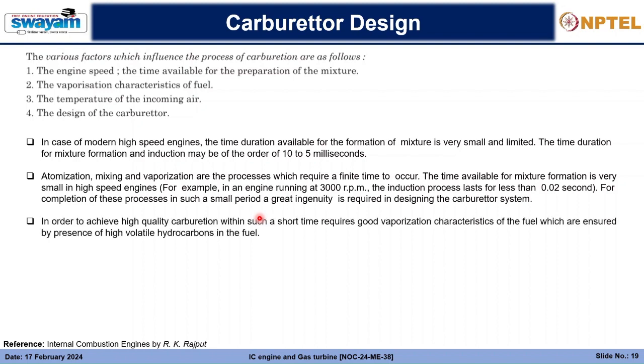Next, in order to achieve high quality carburation within such a short time, we require good vaporization characteristics of the fuel, which are ensured by the presence of highly volatile hydrocarbons in the fuel. So the more the volatility of the fuel, the more easily it will vaporize and mix with the whole system, and that's what we want. So highly volatile hydrocarbons are required, and that is rated with the octane number, which we will be studying in the subsequent sessions.